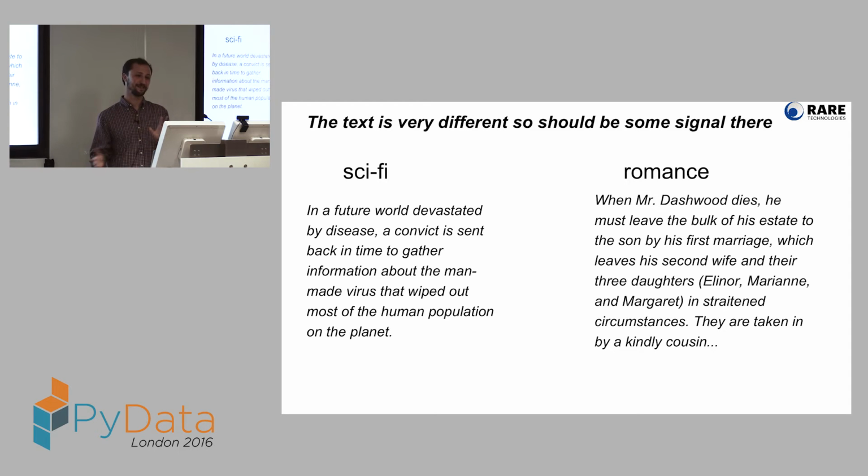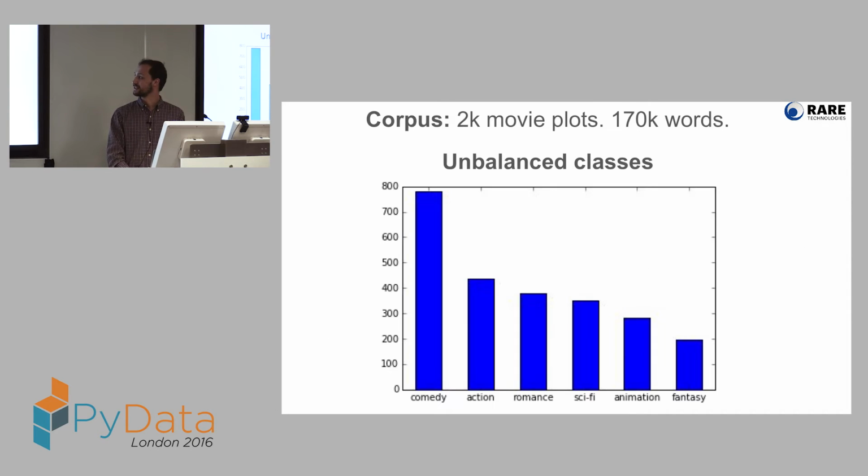So there should be some signal here. The text is very different for these two plots, so we should be able to solve this problem somehow, if we have a good enough data set. So this is our data set. We have 2,000 movie plots. It's 170,000 words, so it's not that big. And the classes are very unbalanced.